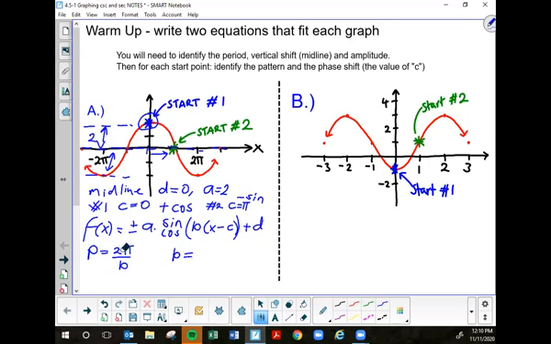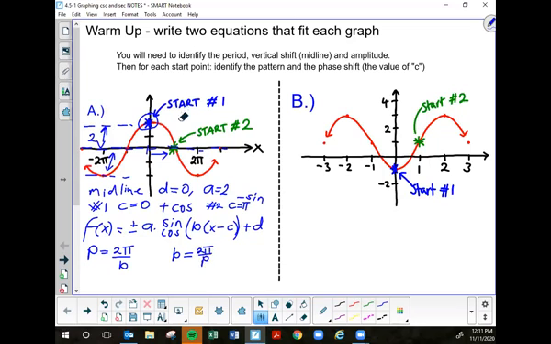How you'd solve it: you don't want b down in the denominator, so multiply both sides by b. That would cross multiply this b up here. Then you'd divide by p. The value of b is going to come from 2 pi divided by whatever the period is.